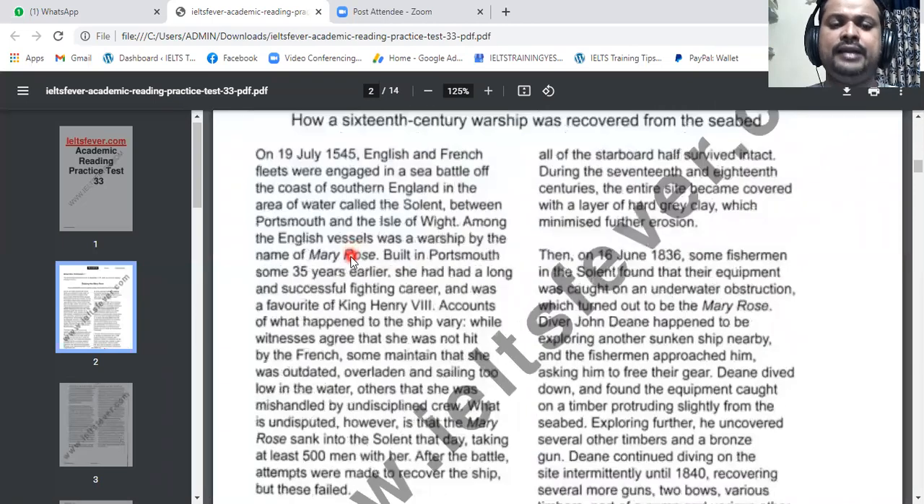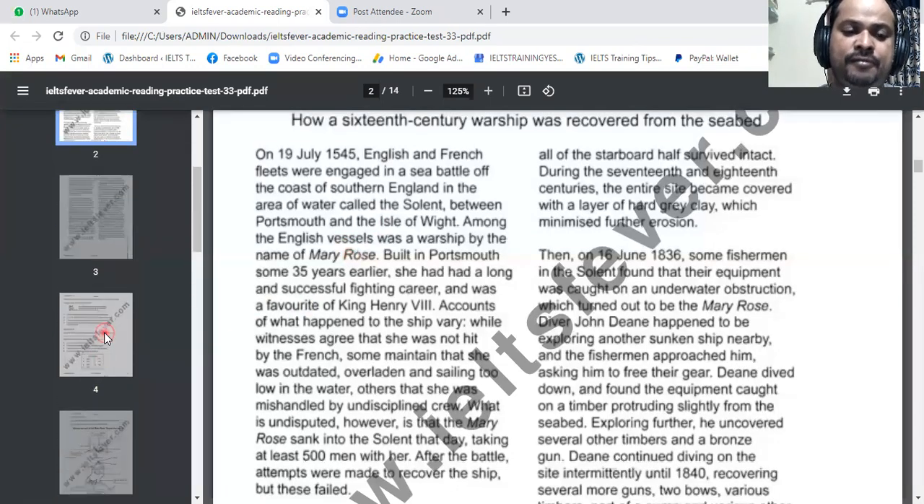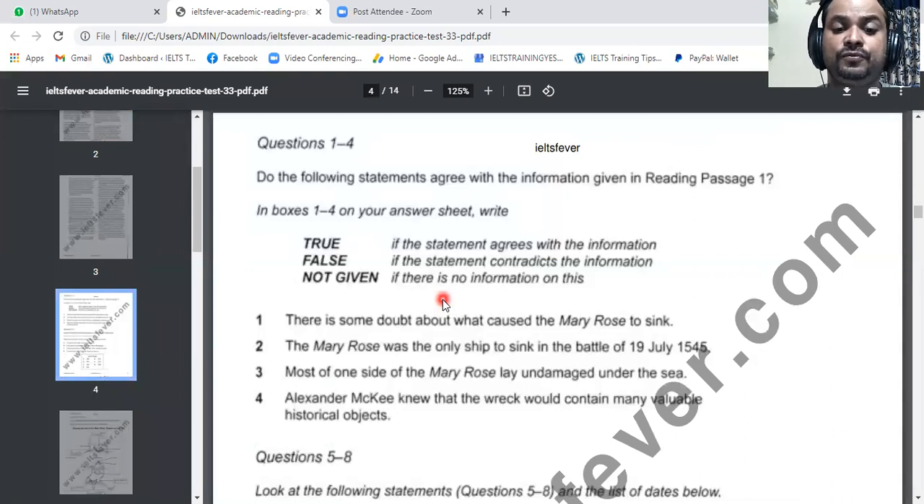I can say that the Mary Rose sank, but I cannot say the Mary Rose is the only ship that sank. There might be other ships, but I don't have any further information regarding that. So I cannot be sure that the Mary Rose was not the only ship. There are some other ships, but there is no mention. So I can say the answer is not given here instead of false.